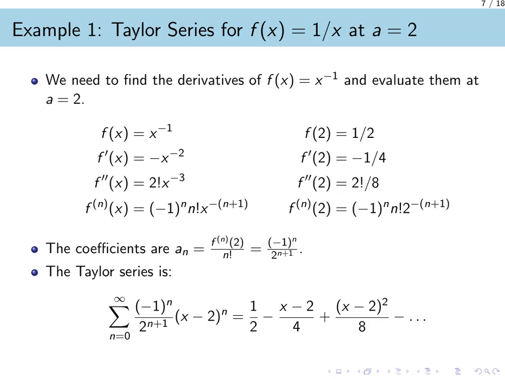The final step is to find the Taylor coefficients, which we call a sub n. The coefficient a sub n is the nth derivative evaluated at 2, all divided by n factorial. When we perform this division, the n factorial term cancels out, leaving a simple expression for our coefficients: negative 1 to the power of n, all divided by 2 to the power of n plus 1. Plugging these coefficients into the power series formula gives us the Taylor series for 1 over x, as shown at the bottom of the slide.